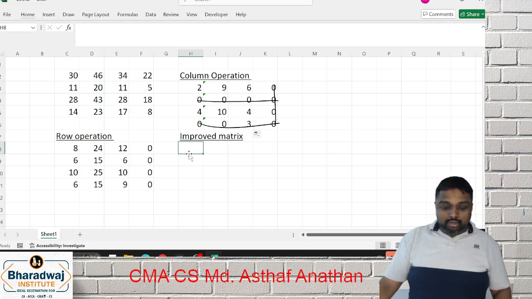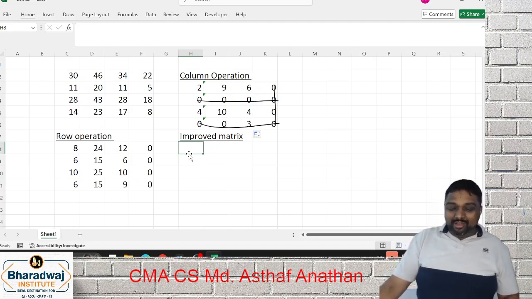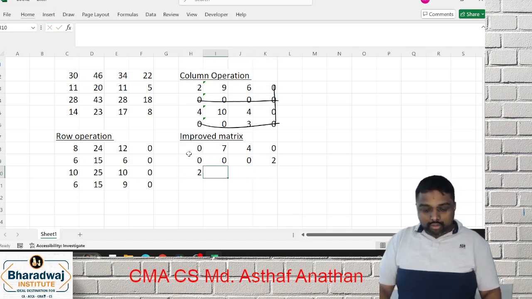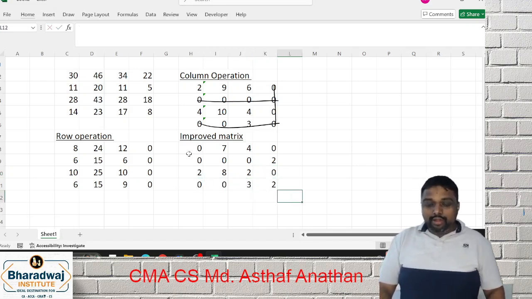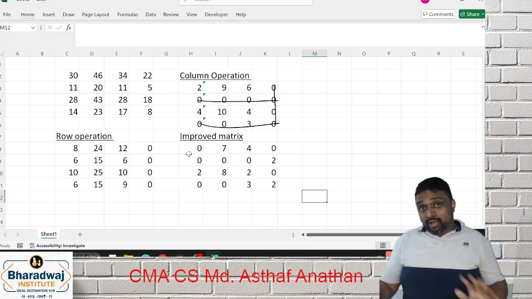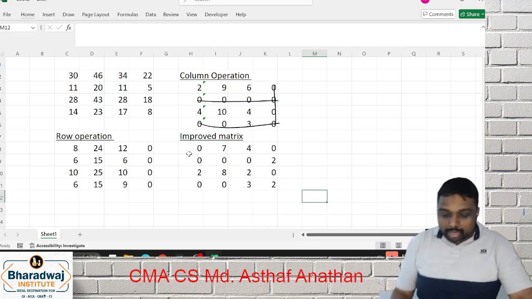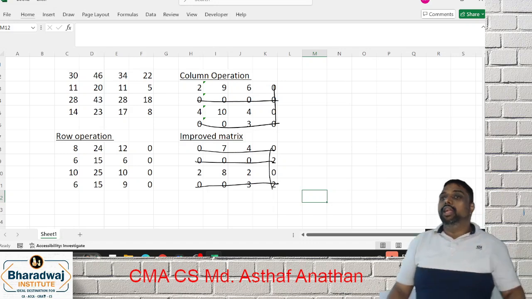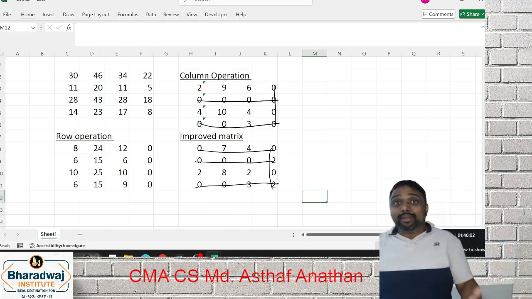The lowest uncovered number is 2, so we start with 2. I know you are ready. I am also ready. So 0, 7, 4, 0. 0, 0, 0. 2 is the minimum. So we add 2: 8, 2, 0. 0, 0, 3, 2. Now again the same step. Either horizontal or vertical, we cross with the minimum number of lines. Here it is 1, here it is 2, 3. See, however we do it, it will take 4 lines.